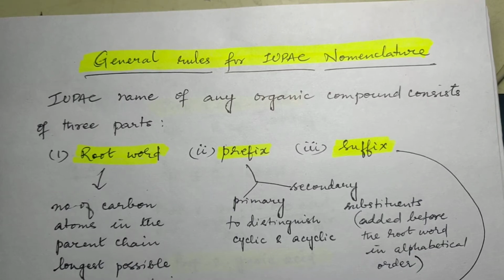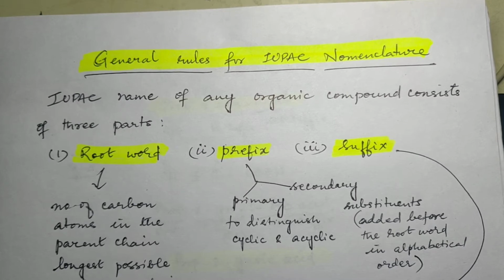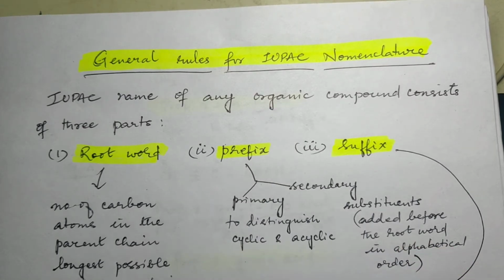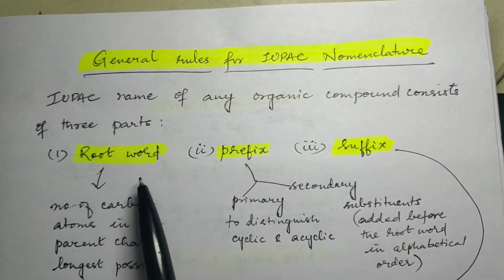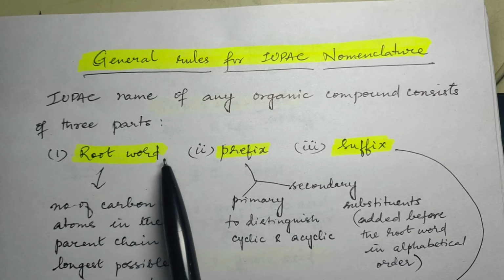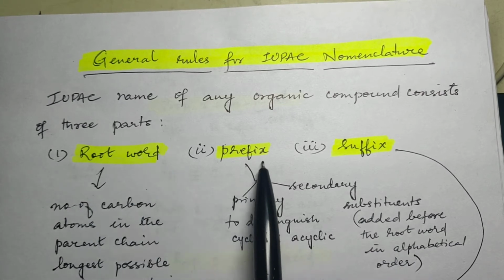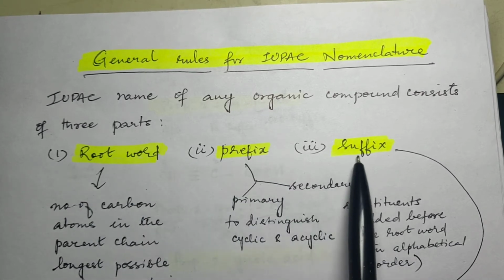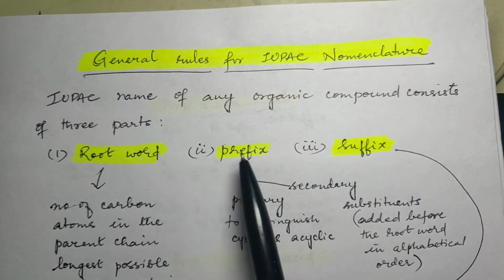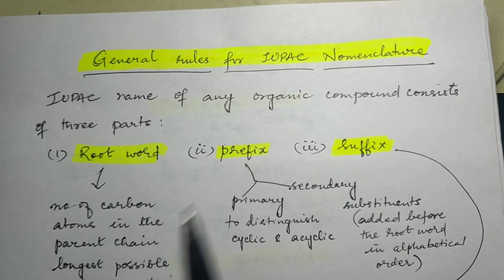Yes, children. Today let us see what are the general rules for naming an organic compound. That is IUPAC nomenclature. Let us see. Now, first of all, what you have to remember is any organic compound for that matter, you have to understand which is the root word in it and which is the prefix and which is the suffix. These three things you should know how to identify.